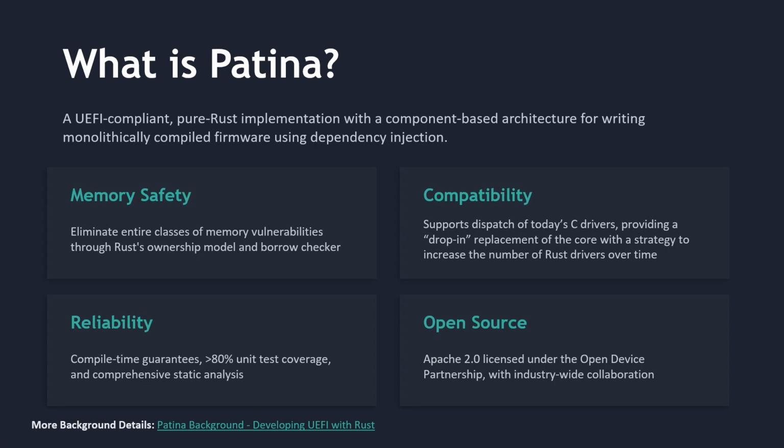Reliability is also very important. Rust gives us compile time guarantees we don't have in other languages. It's also traditionally been difficult to write unit tests for firmware code, especially in C. We have placed an emphasis on this in Rust from the beginning. We have over 80% unit test coverage and comprehensive static analysis using other tools as well. Everything we do is open source, Apache 2.0 licensed in the Open Device Partnership on GitHub. For more details, you can read the document linked below in our MD book.